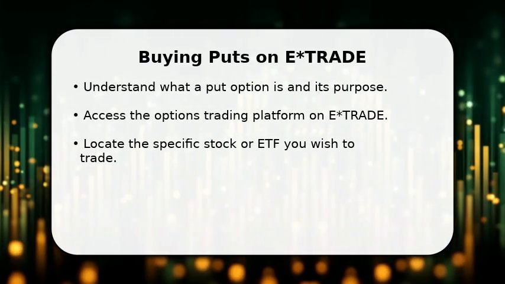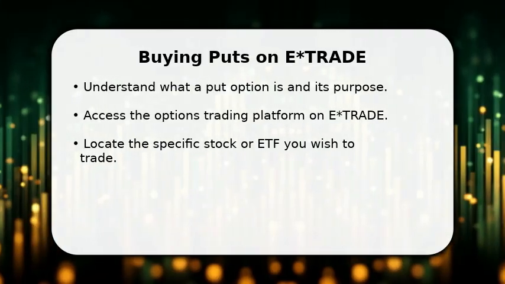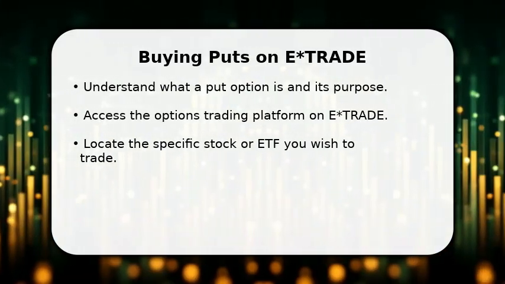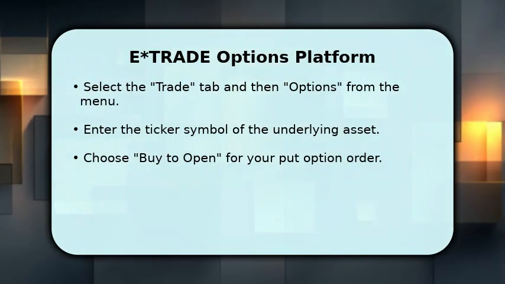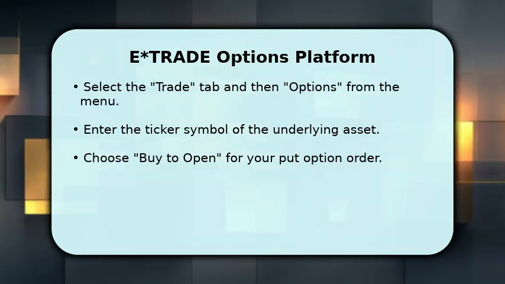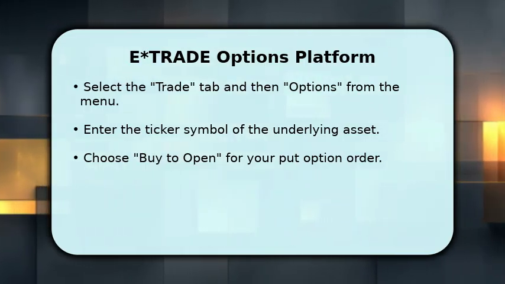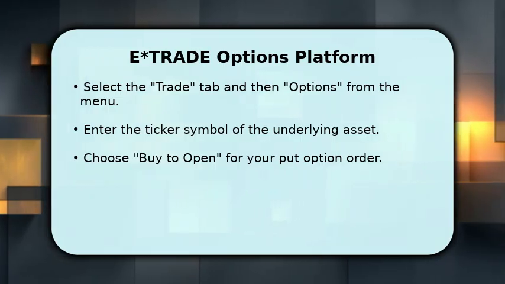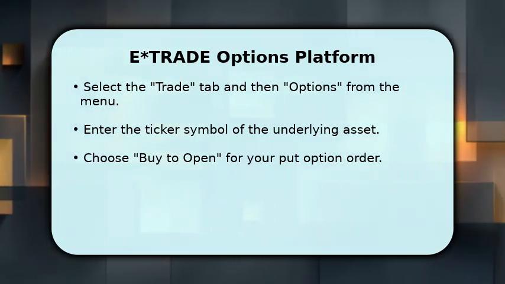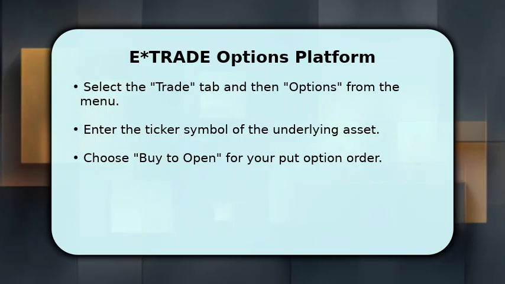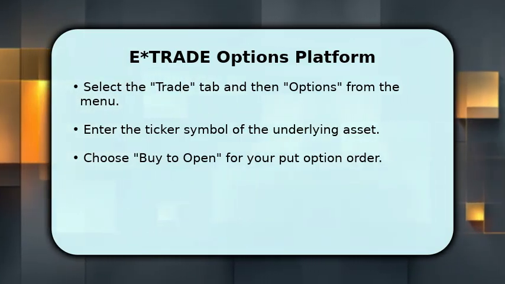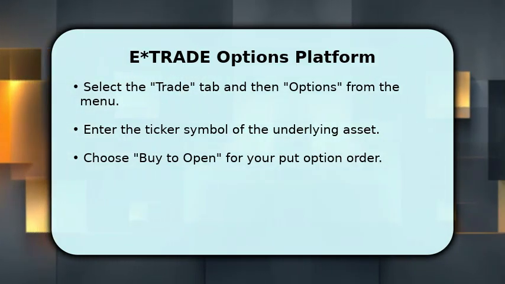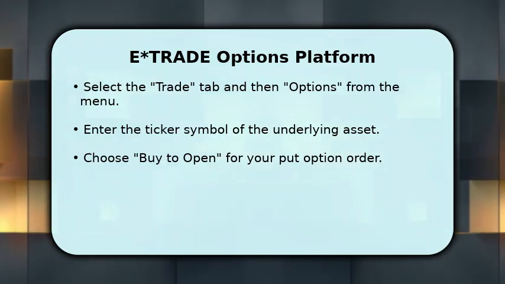To begin, log into your Etrade account and navigate to the trading section. Once logged in, you will find the Trade tab at the top of your screen. Click on this, and then select Options from the drop-down menu to access the Options trading interface. Here, you will enter the ticker symbol for the stock or exchange-traded fund you are interested in. For buying a new put option, ensure you select the Buy to Open action for your order type.